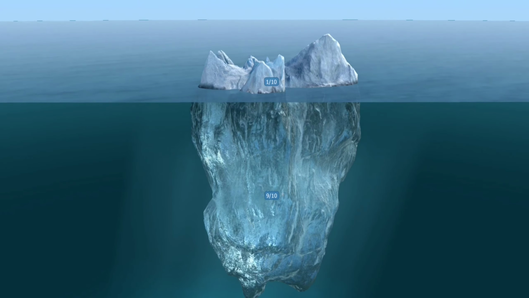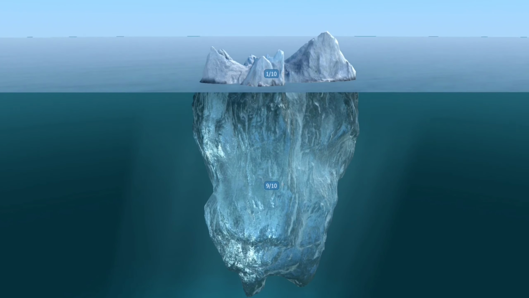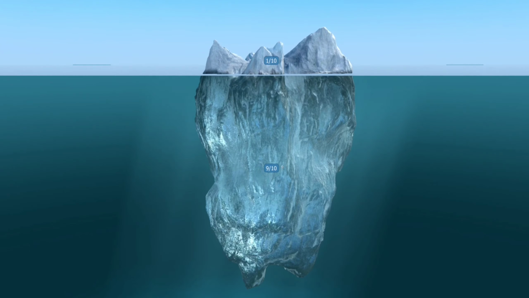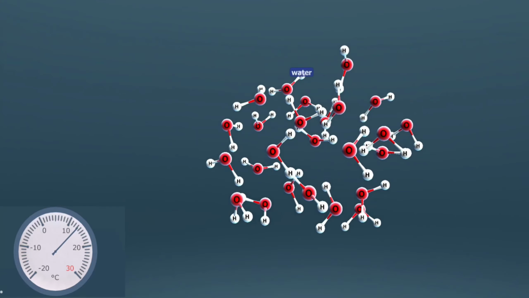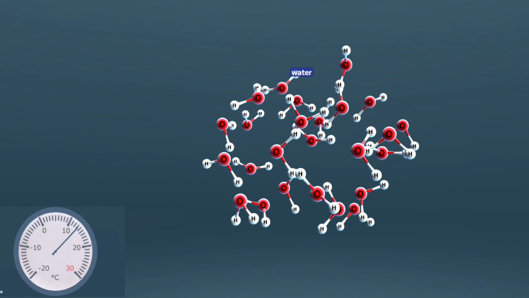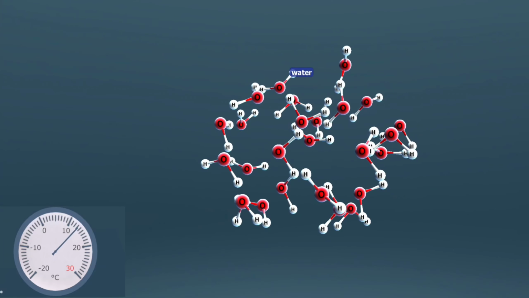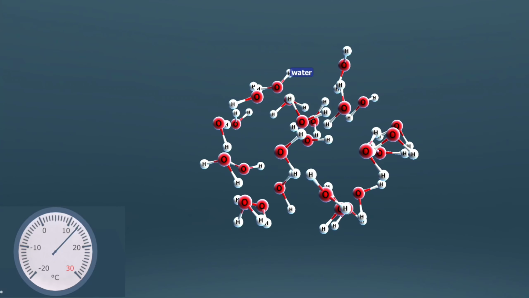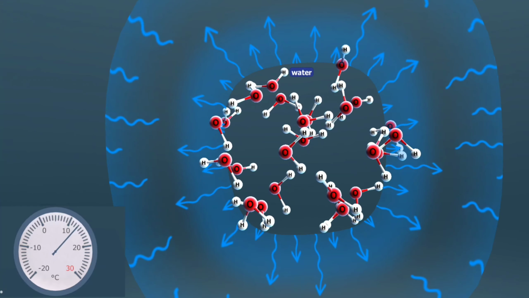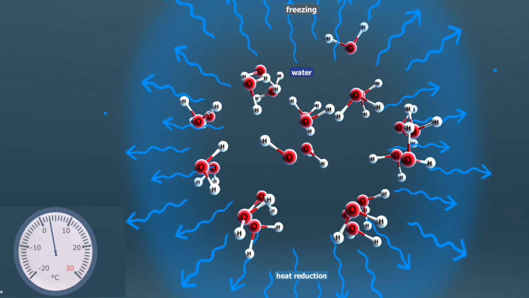Icebergs float in seawater, and only about 1/10 of an iceberg is above the surface, with 90% of its volume underwater. Water molecules are connected by hydrogen bonds. These bonds form between the hydrogen atom in one molecule and a non-bonding pair or lone pair of electrons in an oxygen atom in the adjacent water molecule.